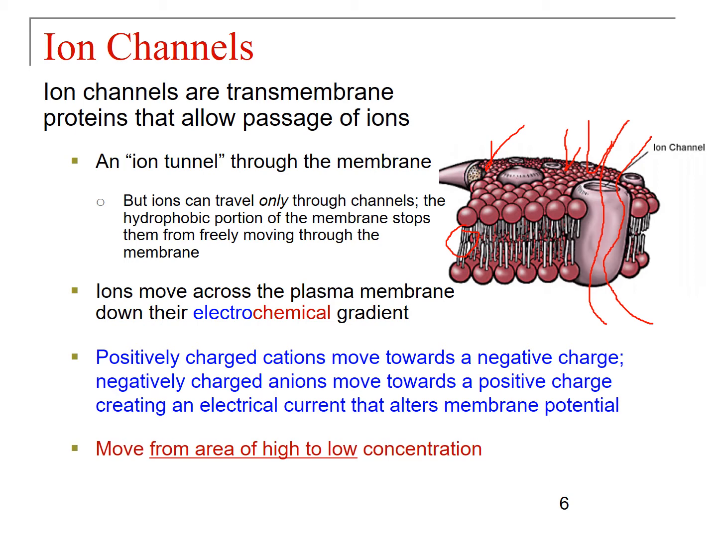Now, I've got this in a couple of different colors here, and so the electrical portion right here, the electrochemical gradient, means that positively charged cations, and most of the ones that we're going to be talking about in this PowerPoint are positively charged cations, move away from positive towards negative. So sodium and potassium are probably our two major players here. Because they're positively charged ions, they're going to move away from positive towards a negative charge. Okay, and this is what creates an electrical current that alters the membrane potential.